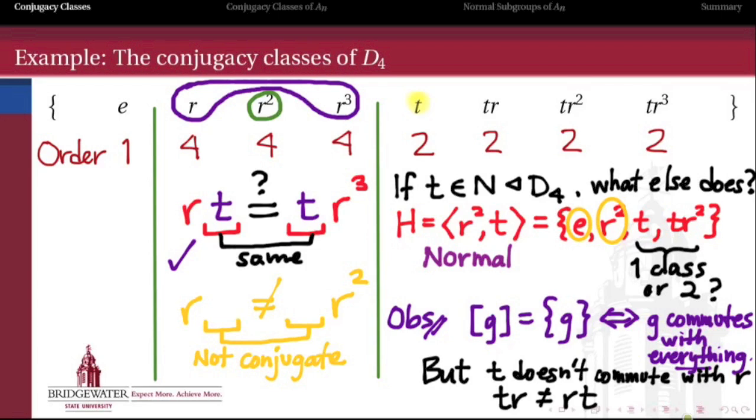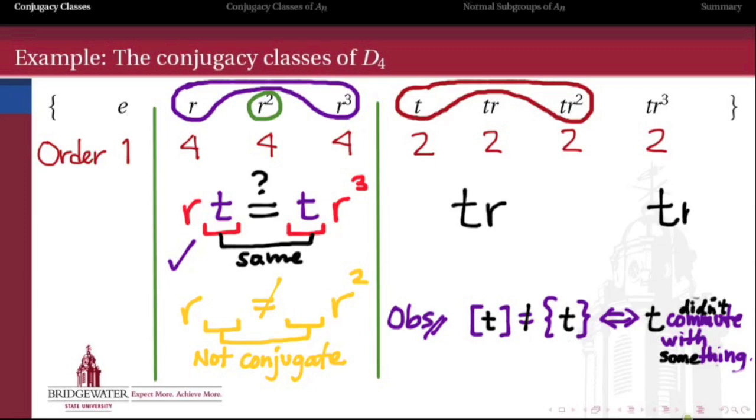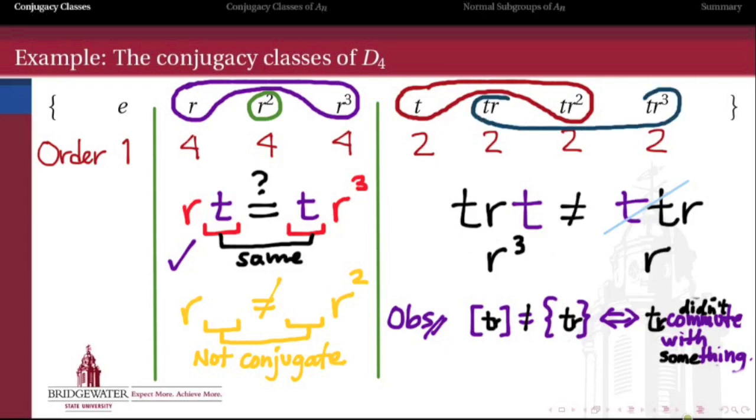Therefore, T cannot be by itself in its conjugacy class, and therefore, since T and TR squared both belong to this normal subgroup, T and TR squared must be a conjugacy class. And likewise for TR and TR cubed, again, because TR doesn't commute with everything in this group, namely because it doesn't commute with T. Check: TRT is R cubed, while T times TR is R. So since TR doesn't commute with something, that must mean that it's not in its own conjugacy class by itself. Therefore, it is in the conjugacy class with TR cubed. And so here are the conjugacy classes of D4, 5 of them in total.